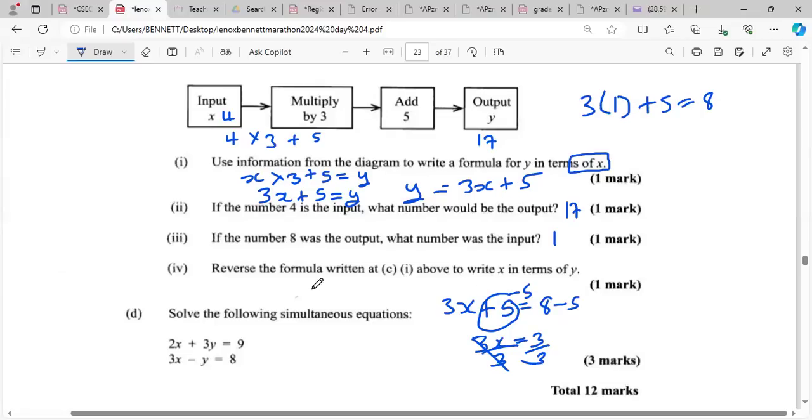Alright, now reverse the formula, right? The one which was this one we found, right?